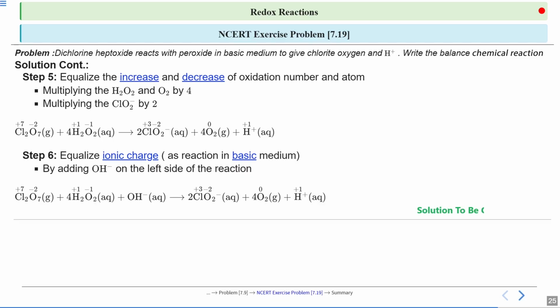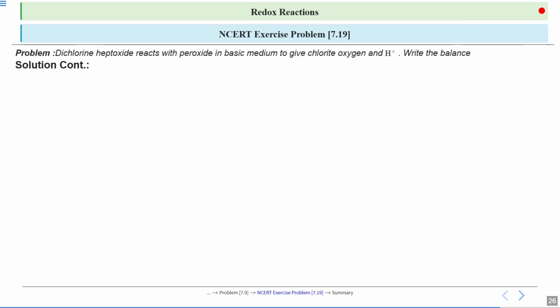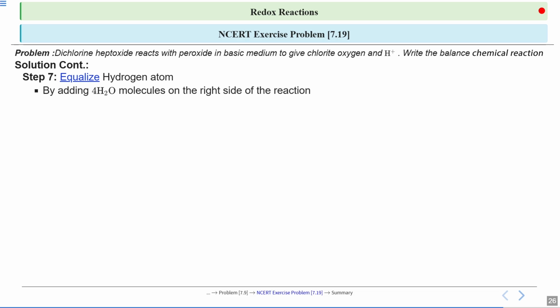This will turn out to be Cl2O7 negative plus 4H2O2 plus 4OH negative gives 2ClO2 negative plus 4O2 plus H positive. Now, in the final step, we will equalize these hydrogen atoms, and these can be equalized by adding the 4 water molecules onto the right side of the reaction. We have come to 4H2O molecules because we have to balance the hydrogen atom.